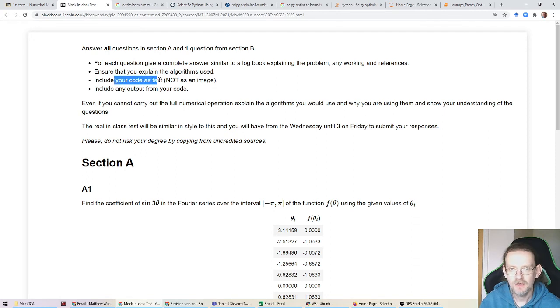You need to include your text, and please cut and paste in text, not an image file, because I can't do anything with an image file. Almost everyone has done that. That's great.